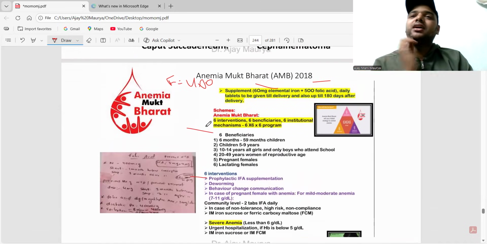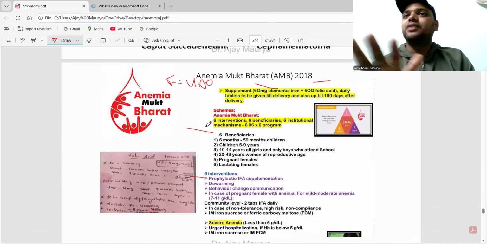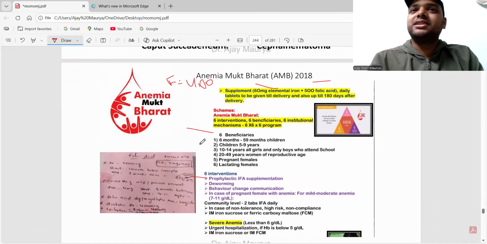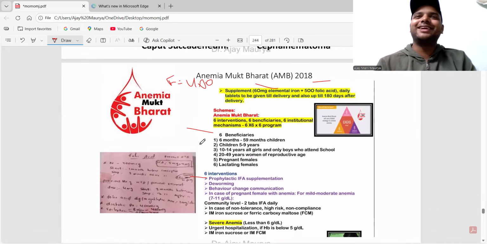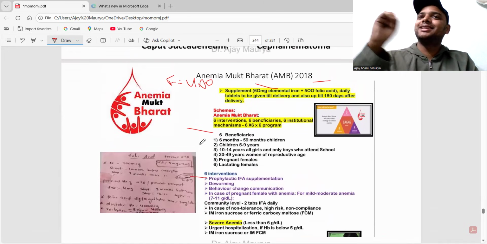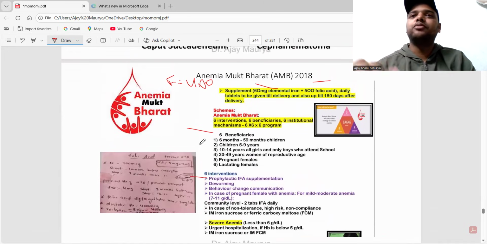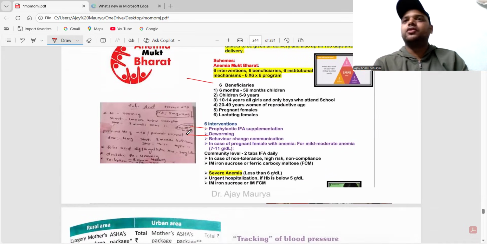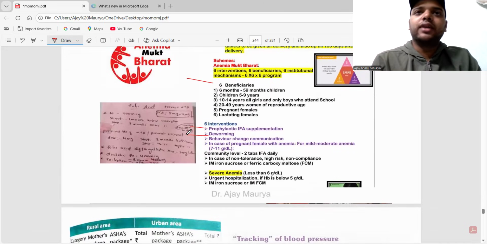These are schemes under what? This is the Anemia Mukt Bharat program. They are going to ask this one. They're not going to ask what the 6 beneficiaries are. Just 6-6-6: what is the Anemia Mukt Bharat program? You have to do the deworming also, giving albendazole.